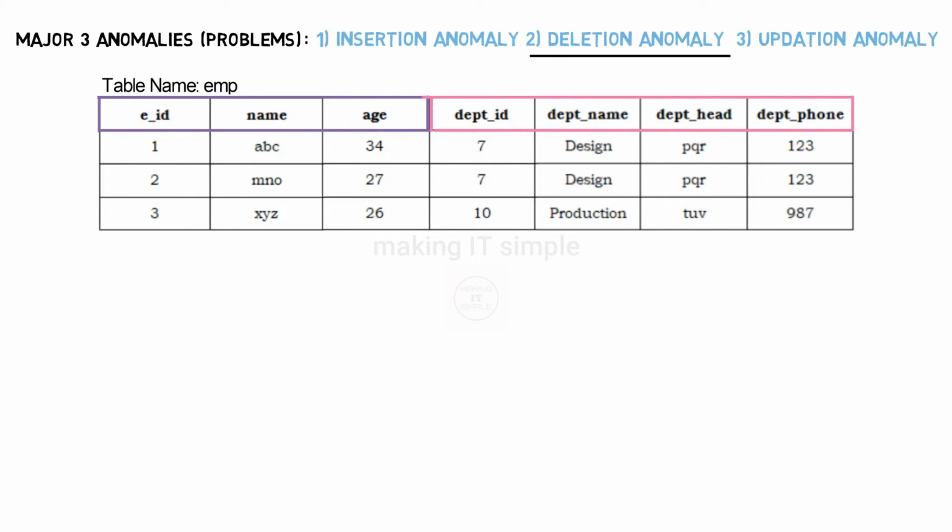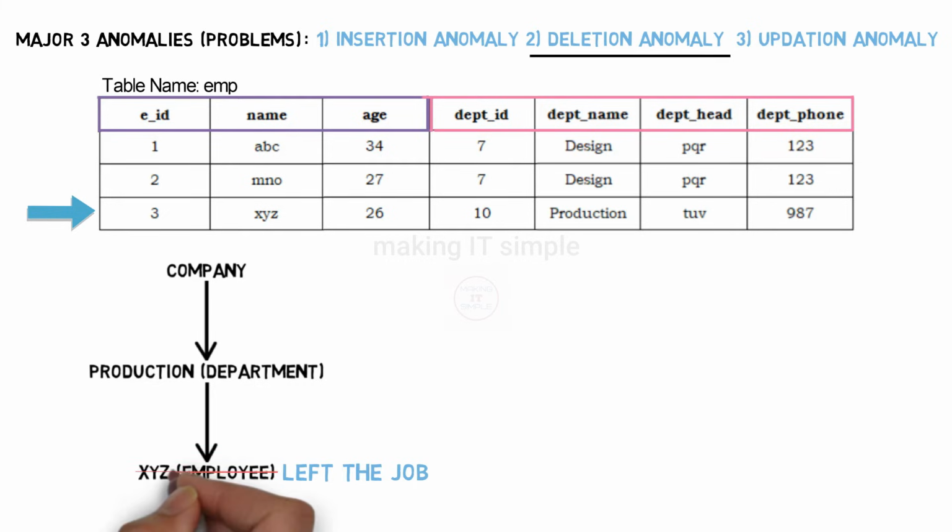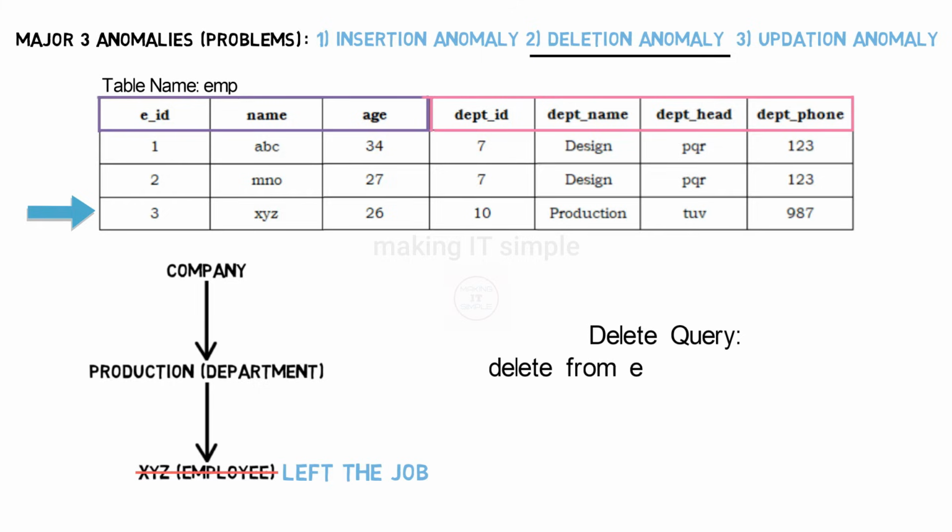Let us say that employee XYZ of production department decides to leave his job. Now as he will not be an employee of the company, we need to delete him from the database. So we apply the delete query, and we delete that particular row which contains data of XYZ.